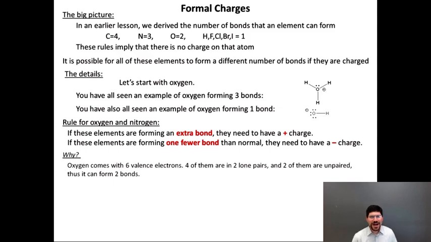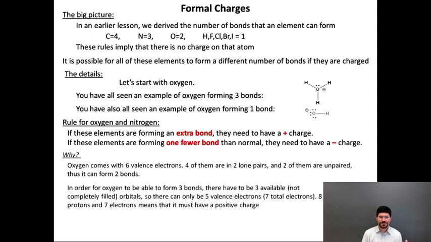Okay, so let's drill down a little deeper and examine why this is the case. Well, oxygen normally comes with 6 valence electrons. That's what it means to be in group 6 of the periodic table. And in a molecule that contains a neutral oxygen, there are 2 lone pairs on that oxygen. 4 of the valence electrons are in those 2 lone pairs, and 2 of the electrons are unpaired. Therefore, oxygen can form 2 bonds. It has 2 available orbitals.